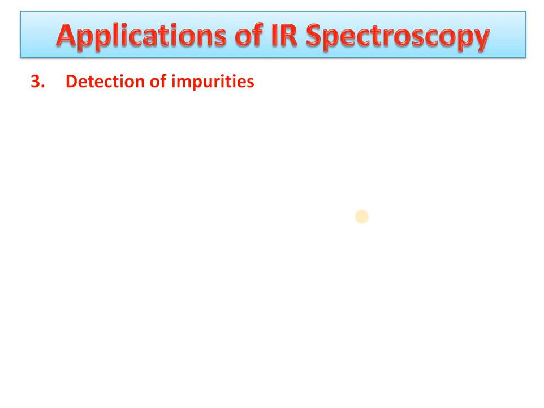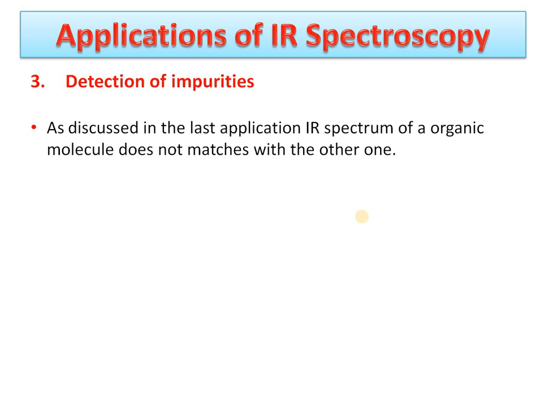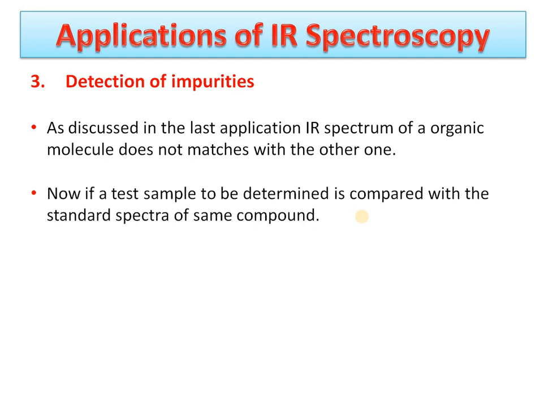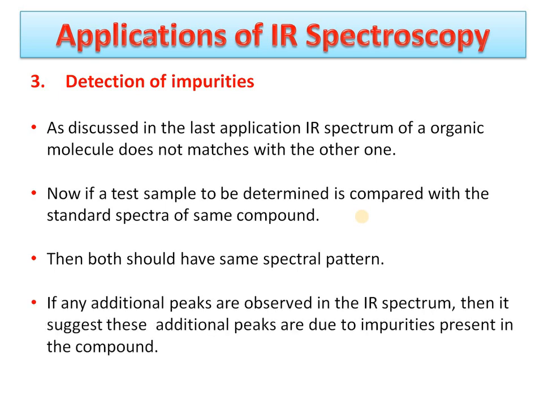The third application of IR spectroscopy is the detection of impurities. As discussed in the last application, the IR spectrum of an organic molecule does not match with another one. Now if the test sample to be determined is compared with the standard spectra of the same compound, then both should show the same spectral pattern, and if any additional peaks are observed in the IR spectrum, then those additional peaks suggest that they are due to certain impurities present in the compound.